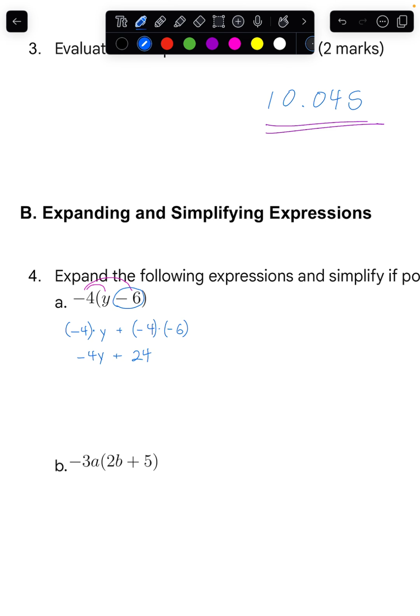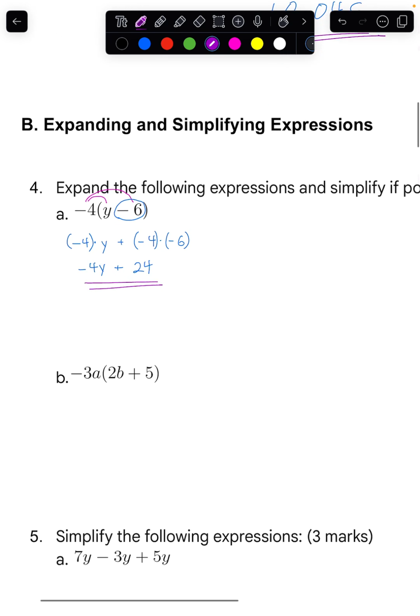Okay, let's move on to the next one. So we now do this. We do the same thing. We have a monomial times a binomial. So -3a is a monomial, and 2b plus 5 is a binomial. We use our distributive rule again. We get -3a times 2b and -3a times positive 5.